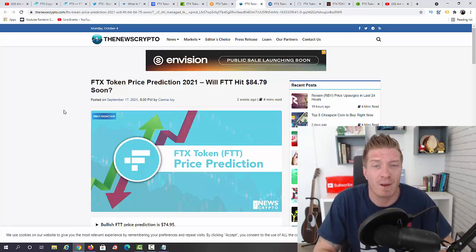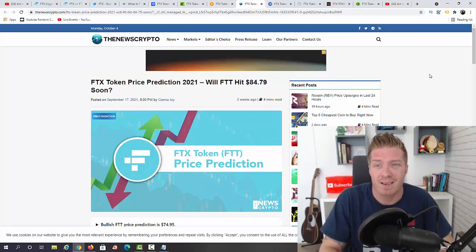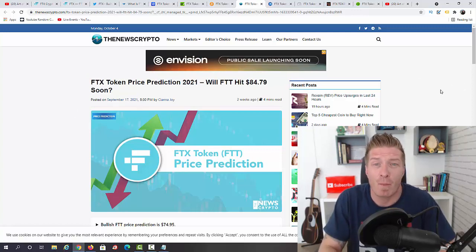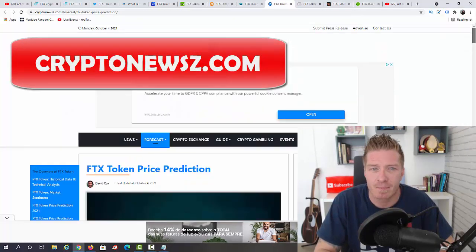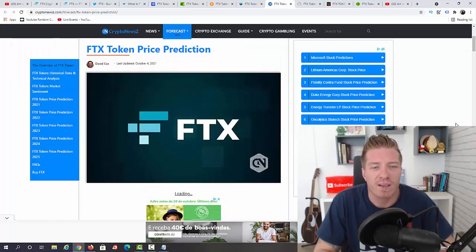Maybe altcoins will take off, maybe not. So keep in mind all of this. The whole cryptocurrency market is tightly connected to Bitcoin. So this is thenewscrypto.com. We have cryptonews.com. And as you can see, they have an FTX token price prediction.